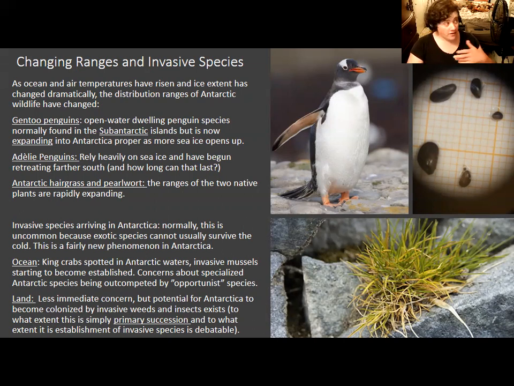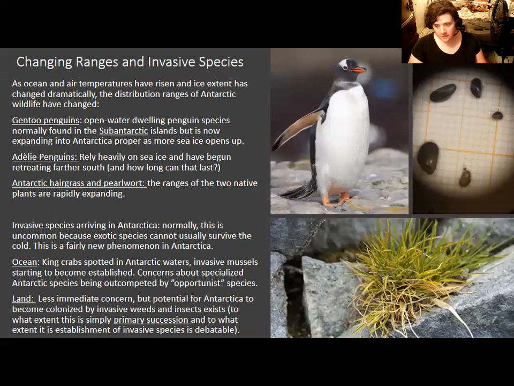But we're starting to see invasive species show up. They've seen king crabs in Antarctic waters. They've also seen invasive mussels. And this is raising concerns that more invasive species will start to colonize Antarctica and outcompete the very specialized native Antarctic ocean fauna.